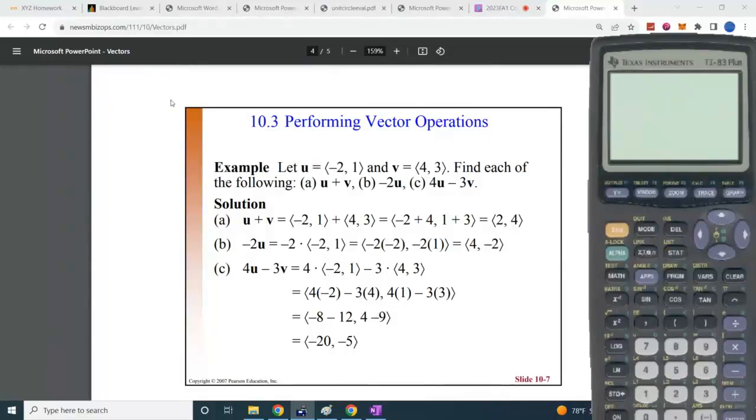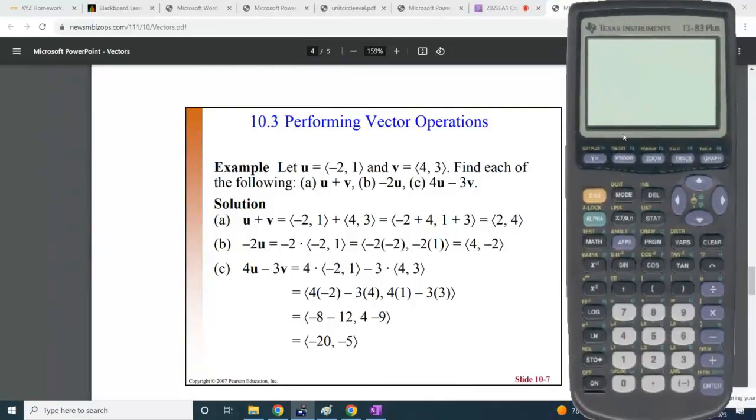Let me see if I can remember, but there is a way we can do this on the calculator. I believe it's with the brackets that are above the parentheses. Let me try the first one. They're not angle brackets, but these curly braces. If I use negative 2 comma 1 plus 4 comma 3, it's going to add them up for me to get 2 comma 4.